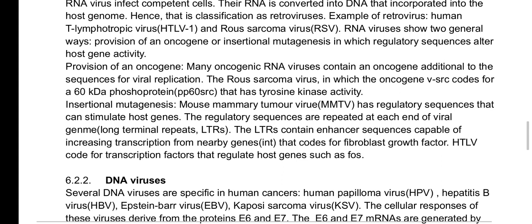RNA viruses act in two general ways: provision of an oncogene, or insertion mutagenesis, in which regulatory sequences alter host gene activity. Then provision of an oncogene. Many oncogenic RNA viruses contain an oncogene in addition to the sequence for viral replication. The Rous sarcoma virus has the oncogene V-SRC, which codes for a 60 kilodalton phosphoprotein that has tyrosine kinase activity.